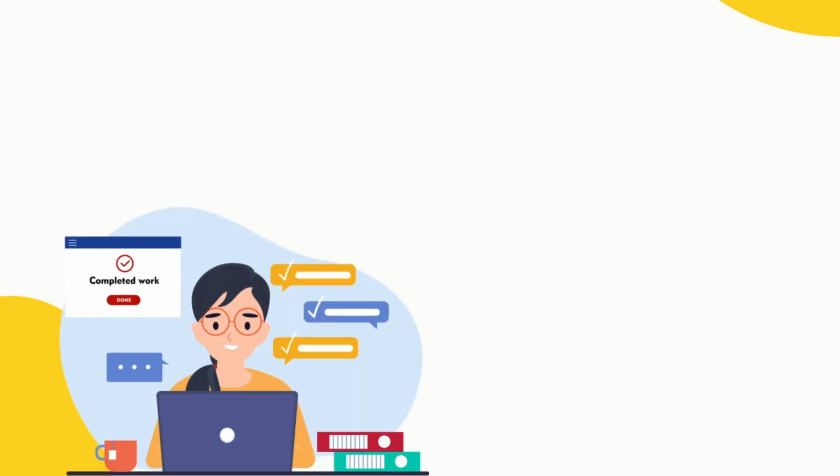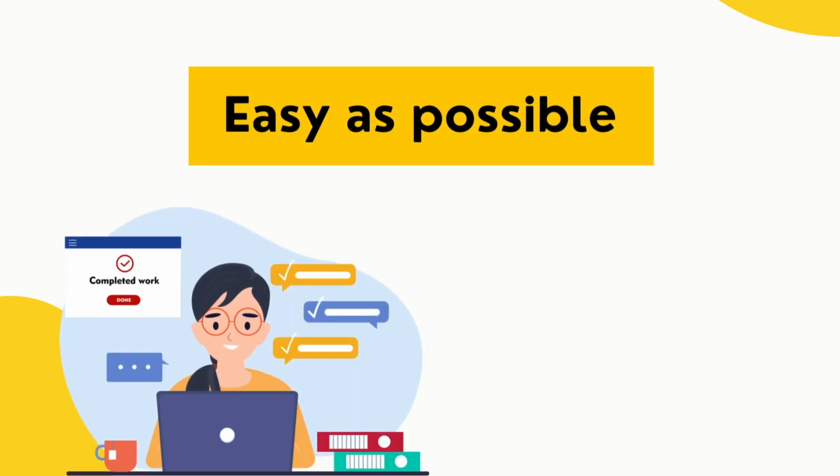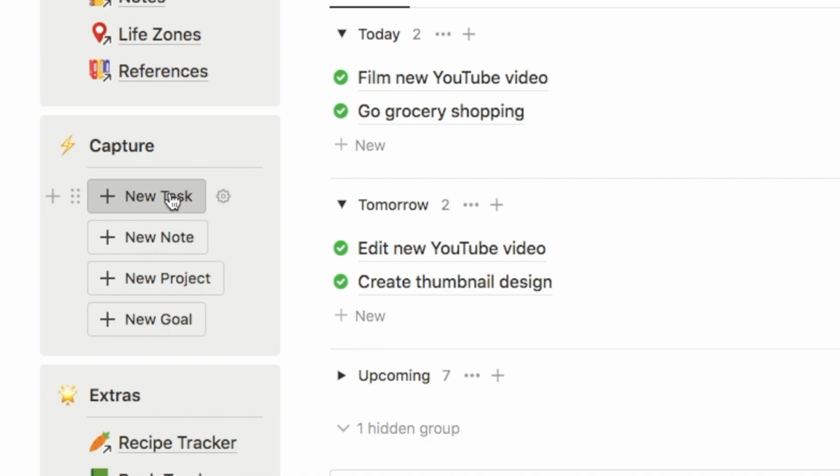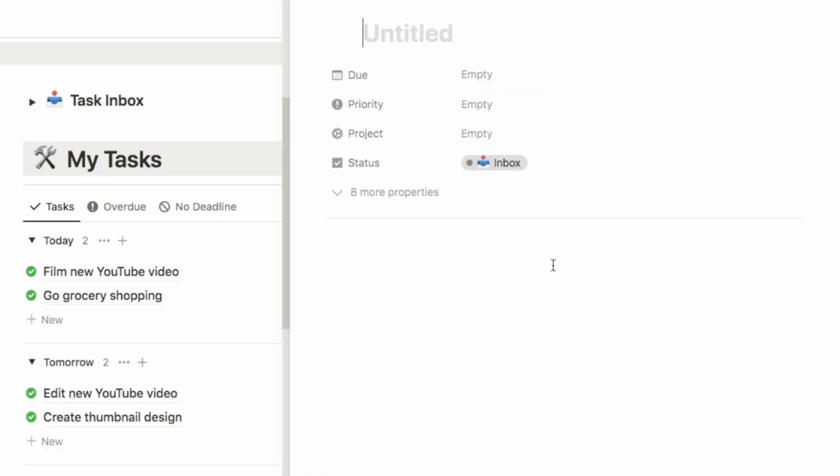So I've actually designed this system to make it as easy as possible to add new tasks. The idea here is that it shouldn't take much time at all to add a new task. So throughout my day, whenever a new task pops up or I randomly think of something that I need to do, I simply click on this plus new task button here in the sidebar, and then this side window will pop up where I can simply just input the name of the task. So let's just say write a new blog post.